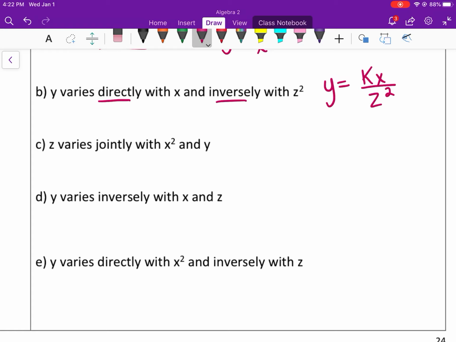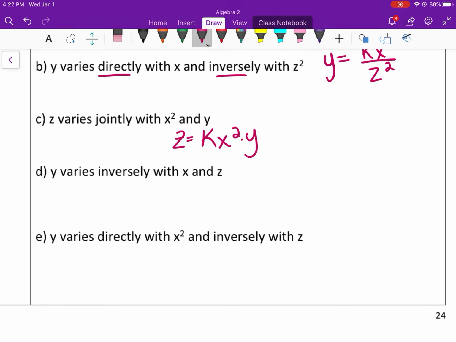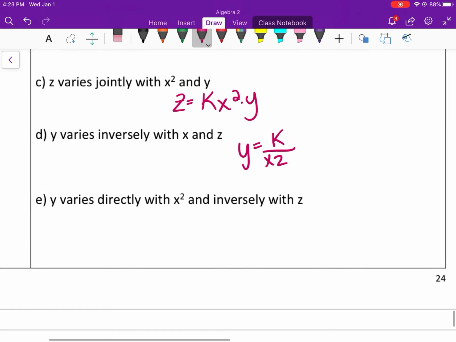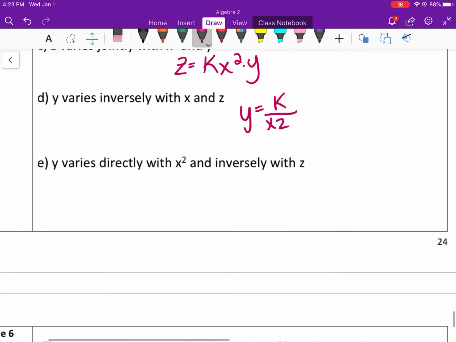Z varies jointly with x squared and y. So jointly is a string of multiplication. So x squared times y, x squared y. Y varies inversely with x and z. So inversely means division with both x and z. Y varies directly with x squared but inversely with z. So directly with x squared would just be like this. And then inversely with z would be divided by z.